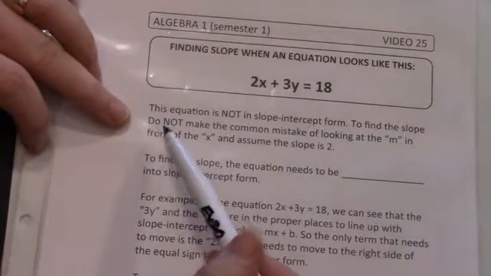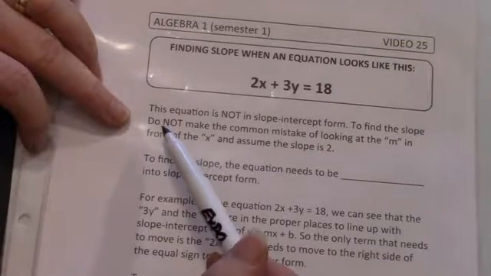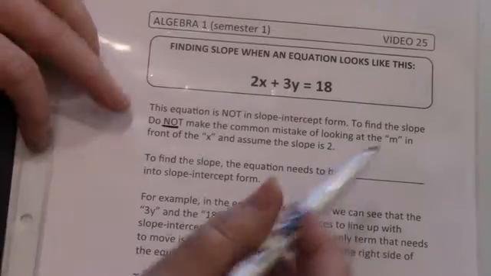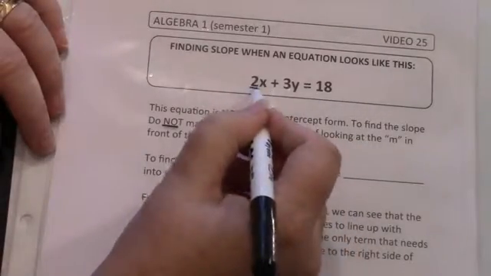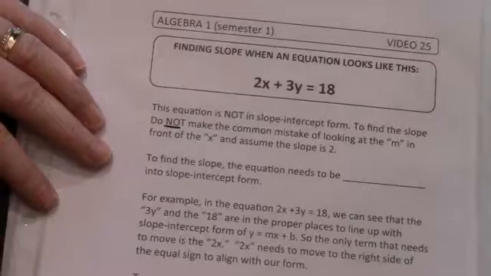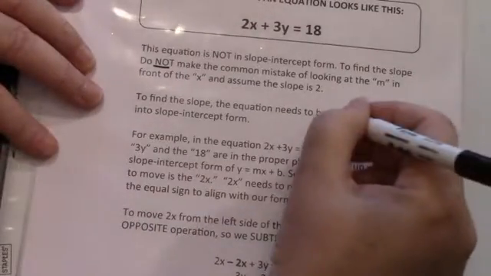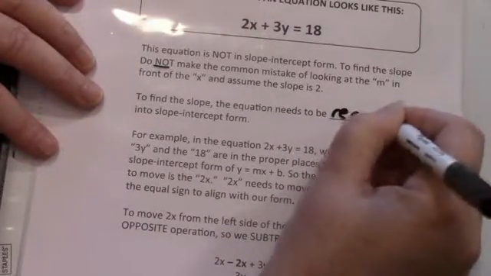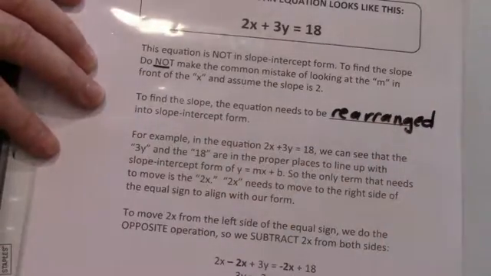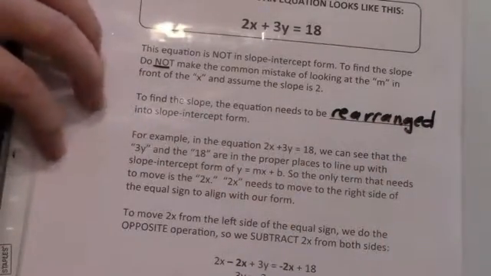To find the slope, do not, I repeat, do not make the common mistake of looking at the number in front of the x and assuming that the slope is 2. No, bad news. Don't do that. To find the slope, the equation needs to be rearranged into the slope-intercept form. So let's take a look at how we do that.